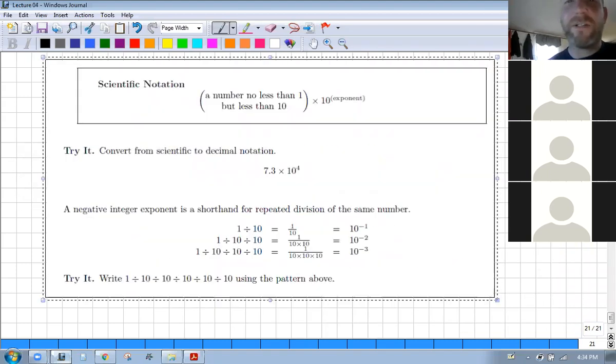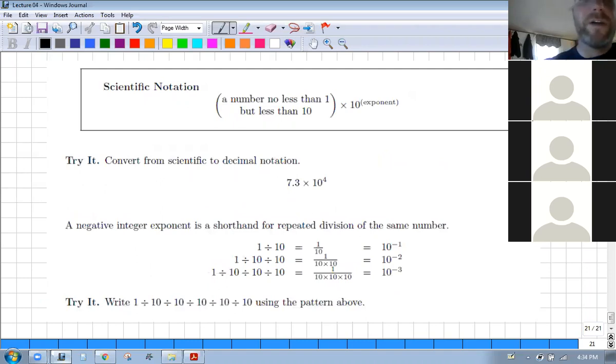So scientific notation looks like this. A number between 1 and 10 times 10 to an exponent. All right, so that's a number in scientific notation. This would be 1, 2, 3, 4, 73,000. Okay, so working with really big or really small numbers, we usually use scientific notation.